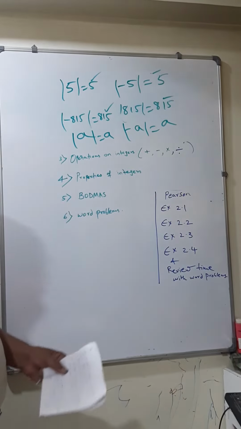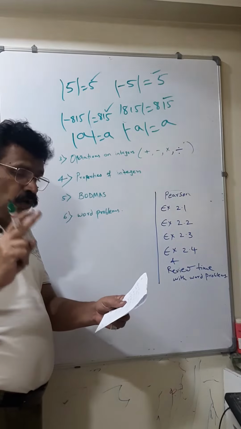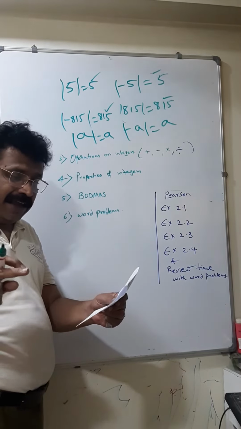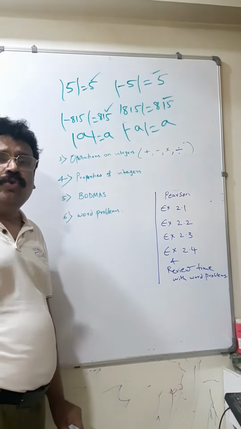So, in short, what does the property say? Two opposite integers A and minus A have the same absolute value.